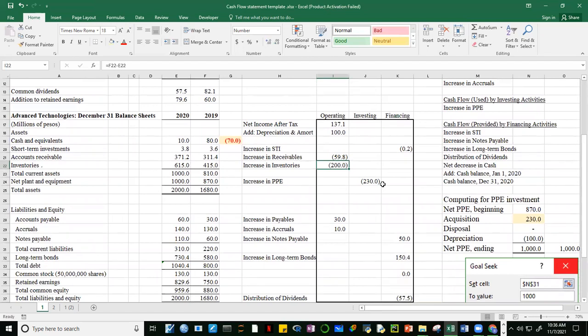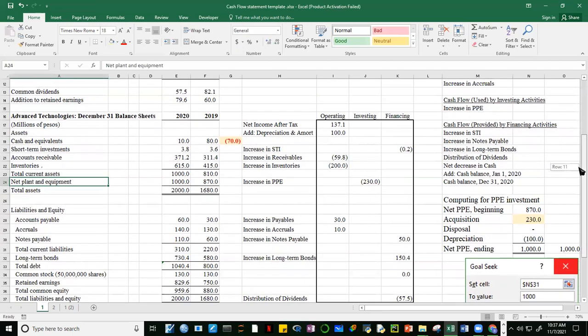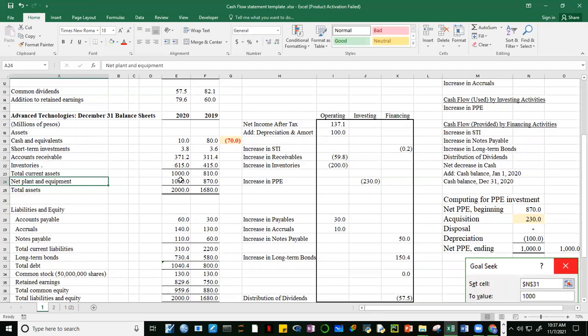This is something that we need to work on, especially if we're not given the at cost. If you're given the at cost data, then just use it. Just get the difference between the beginning and the ending, and then you're good to go. In this case, we were not given the information about the PPE at cost, so we had to solve for this one. Now, the difference between the net PPE, 870 and 1,000, which is 130, is not really how much was invested, okay? So we had to compute for this.